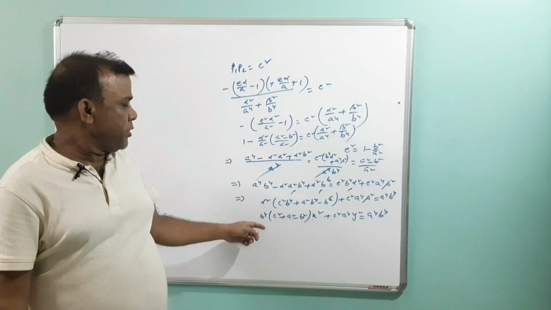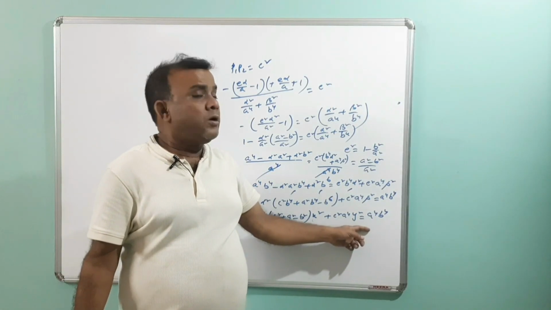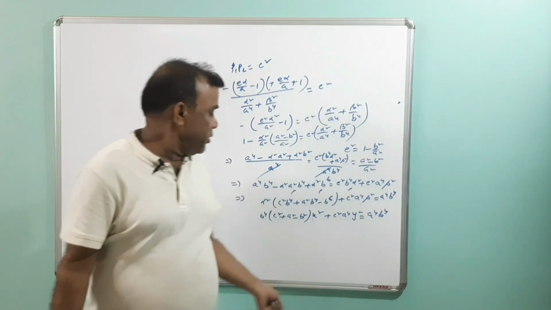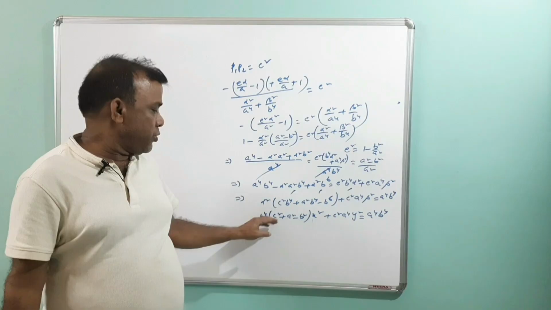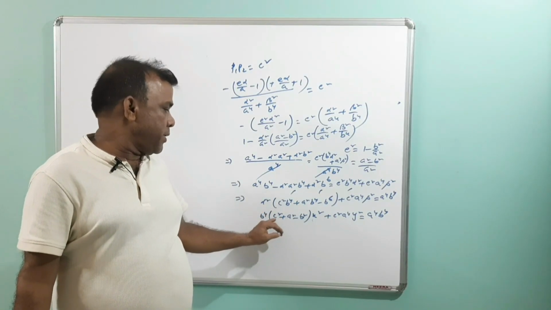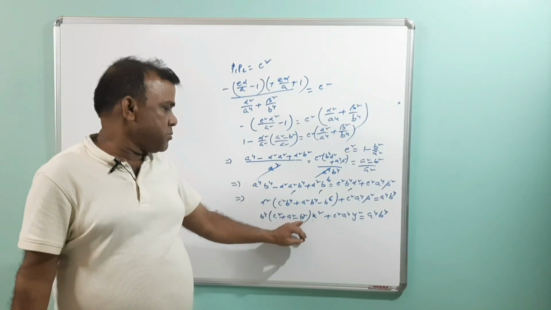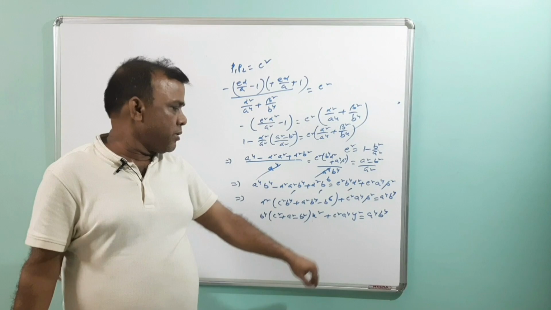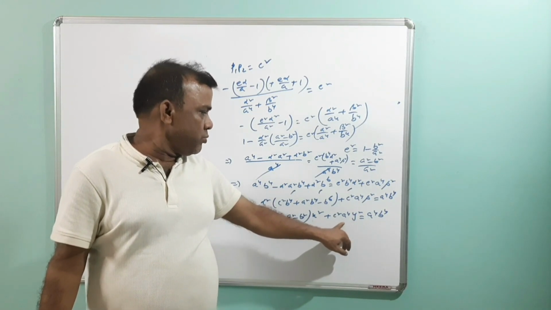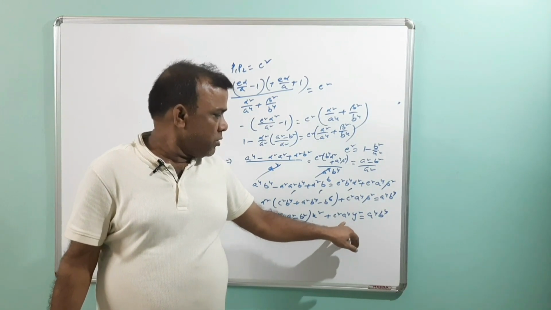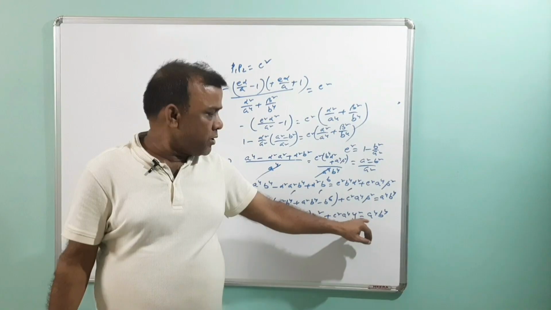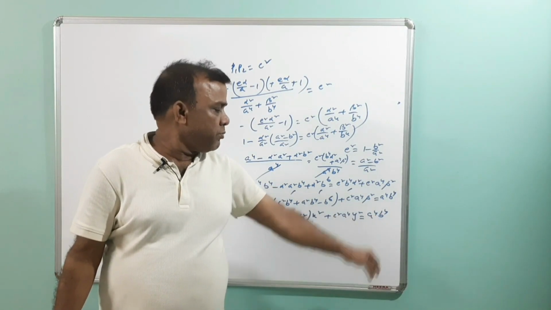Therefore, locus of the pole: b to the power 4 under bracket c square plus a square minus b square into x square plus c square a to the power 4 y square equal to a to the power 4 b to the power 4.